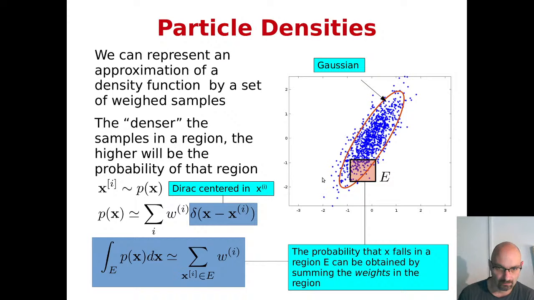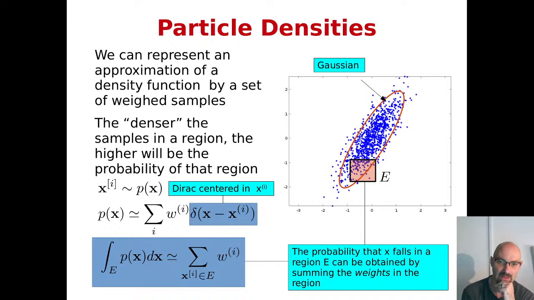Mathematically, I could write this distribution of samples as a sum of Dirac delta functions, each of them centered on the sample i, so sample 1, sample 2, sample 3, and each of these Diracs is scaled by the weight of the sample. Now, of course, I lose the continuity of my distribution, at least in this representation.